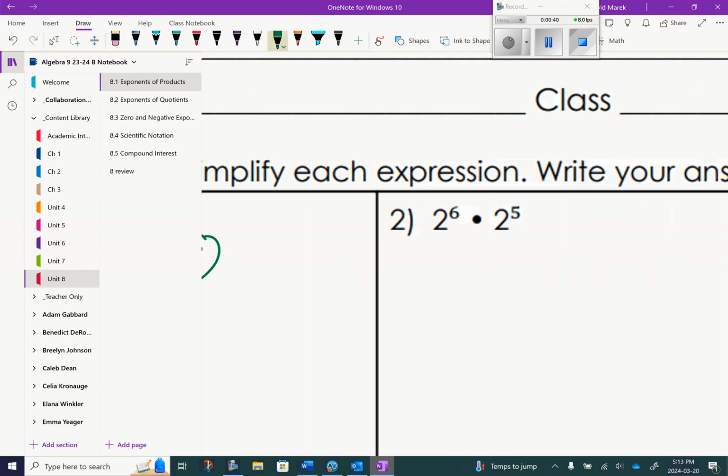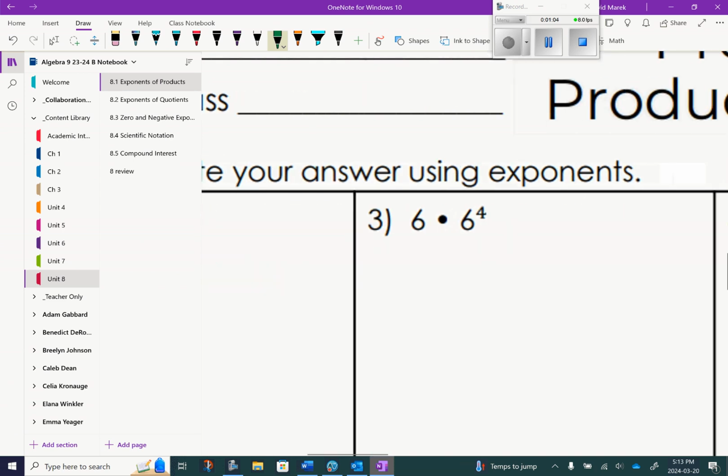So number 2 is, hey, look at that. The base is 2 to the 6th times 2 to the 5th. So this should be 2 to the 6 plus 5 power, which is 2 to the 11th. My goodness, that's a very, very large number. If it's really, really big like this, just leave it in exponential form.